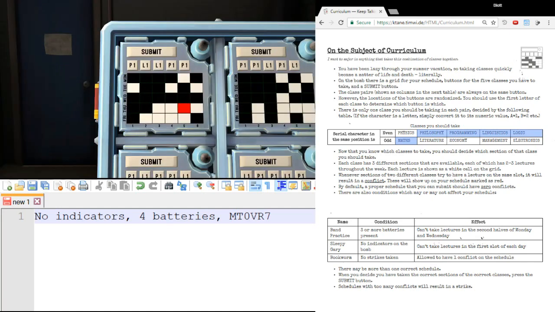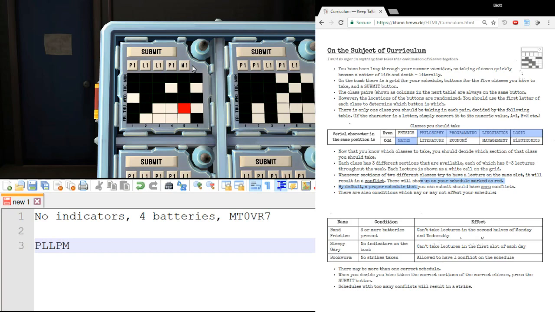So let's do the first one. P or L. P or L is philosophy literature, we want P. L or M. Linguistics over management, L. L or E, logic over electronics, that's an L. P or E, that's programming over economy, P, which means the other one must be the P versus M, where I want M for maths. Alright, so we have a starting schedule.